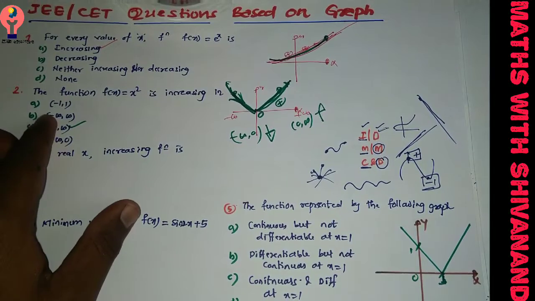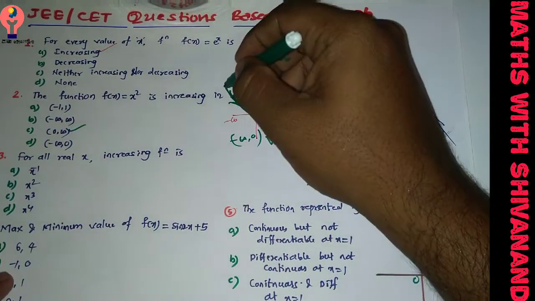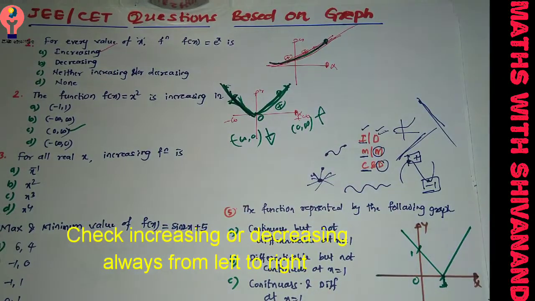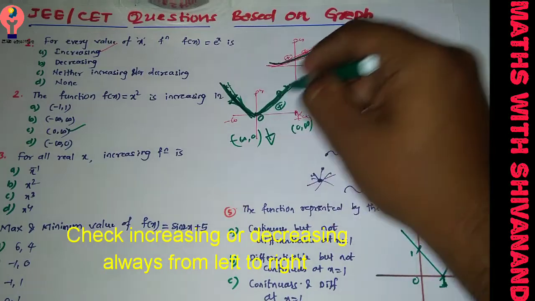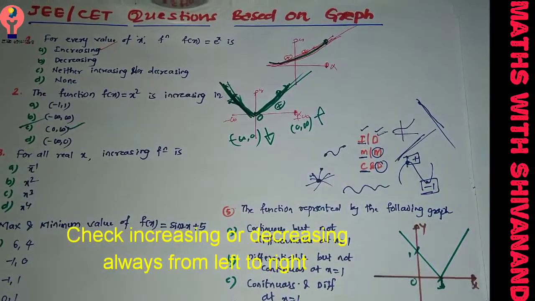Remember, from minus infinity to plus infinity, this function is neither increasing nor decreasing. From minus infinity to 0, check the behavior. You simply feel it here, right? From left to right, it's coming down, decreasing. From 0 to infinity, it's going up, it's increasing. That's all. So the answer is what here? Option number C, 0 to infinity.